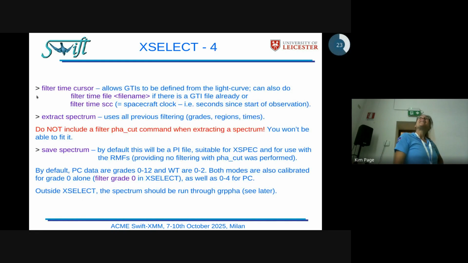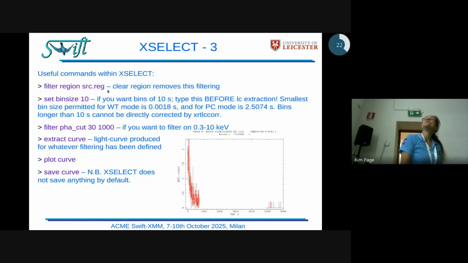So the command is filter time, and then you tell it how you want to define the time region of interest. So you can say filter time cursor, and then it would pop up and you would click in the start and stop time that you're interested in. So in this case, any of the white bits, it knows there are no data. So let's say that we wanted to filter on this snapshot.